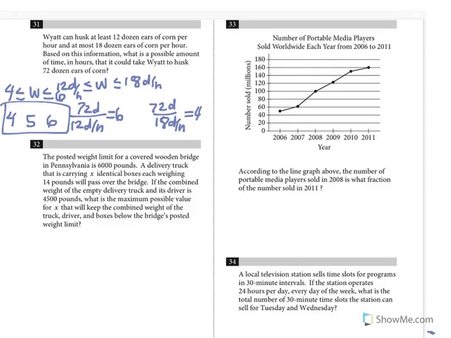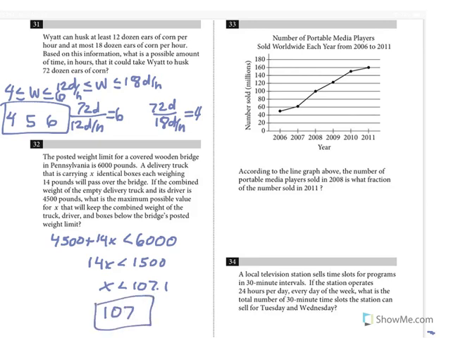Big word problem that we need to sift through all that wording. So what we're looking for is something to be less than 6,000. That is the problem we need to solve. What is less than 6,000? Well, we have the 4,500 pounds for the truck and driver, plus, we need to know how many boxes we can carry. So it's 14 pounds each times the number of boxes. So we're looking for 14x less than 1,500. And that comes out to x less than 107.1. So the maximum possible value for x is 107 identical boxes.